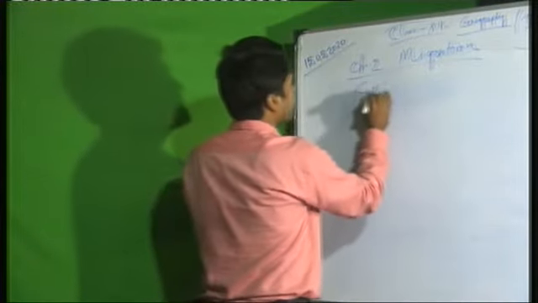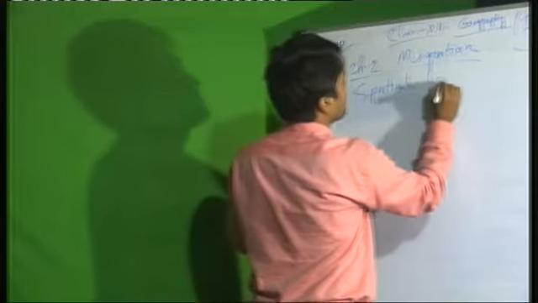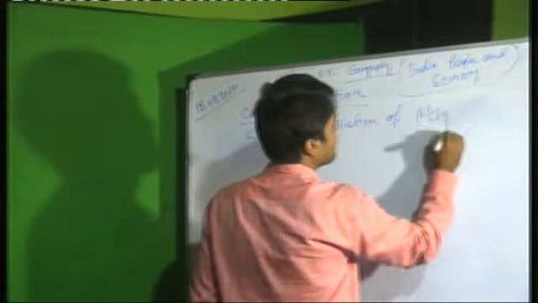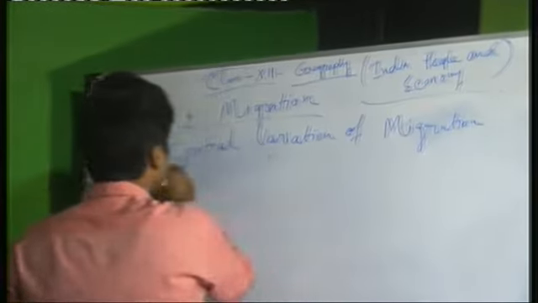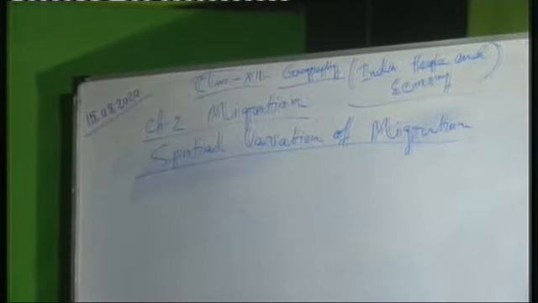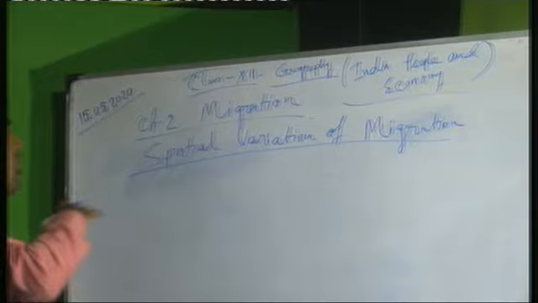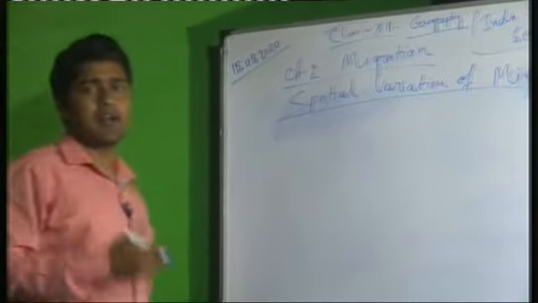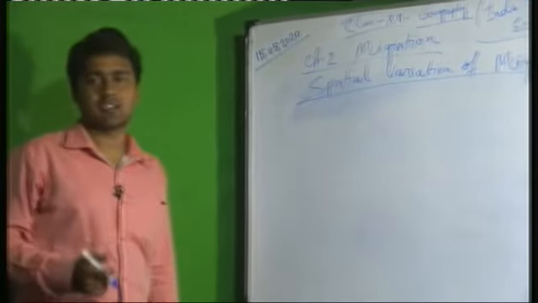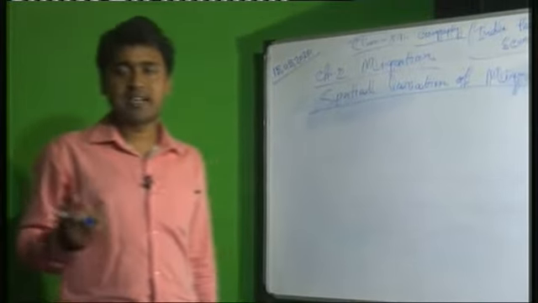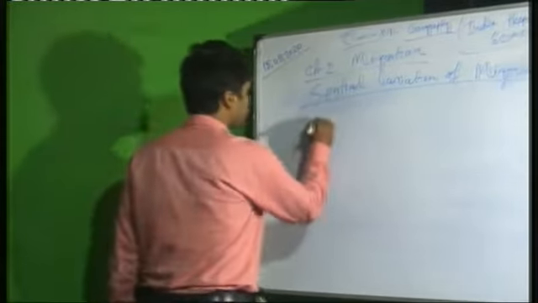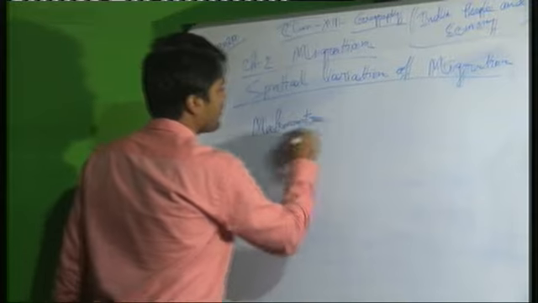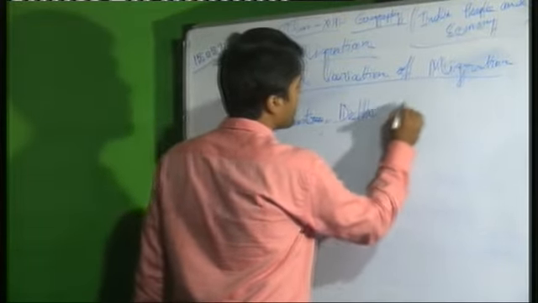Now spatial variation of migration. Spatial variation of migration means migration takes place all over India, not uniformly or evenly, but unevenly distributed, as people migrate from one state to another state. This is the spatial variation of migration. States like Maharashtra, Delhi and Gujarat, these three states are very important.